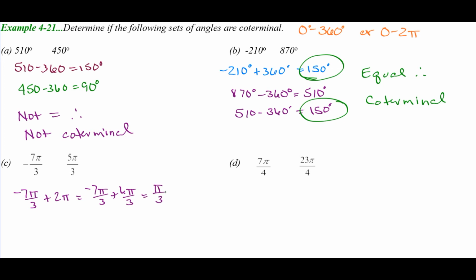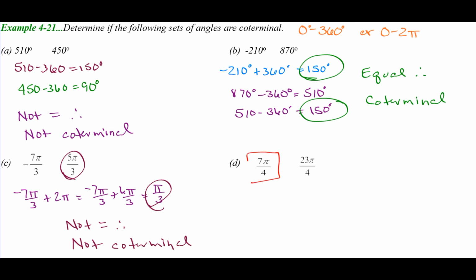That I know is between 0 and 2 pi. 5 pi over 3 is between 0 and 2 pi. So I've got 5 pi over 3, and I've got pi over 3, and these are not equal, therefore not coterminal.